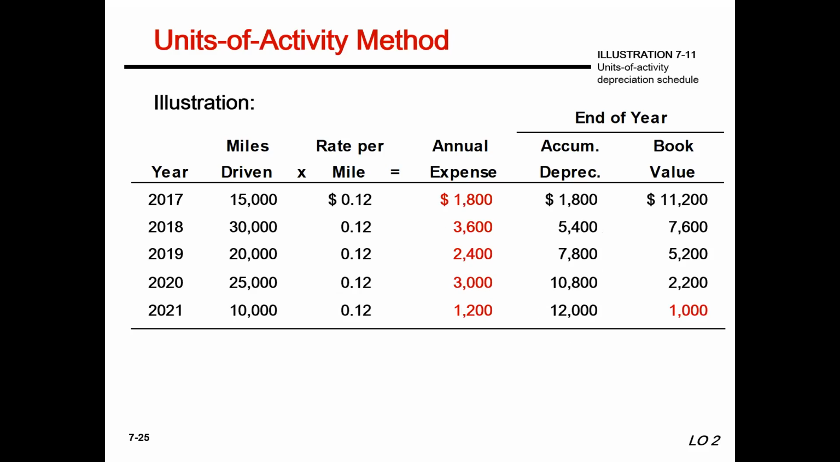It's just up to management what method they want to use. But what we have to think about is the impact on the financial statements and what that really looks like. Okay, so this 1,800 annual expense is on the income statement. It reduces income. The accumulated depreciation is on the balance sheet.